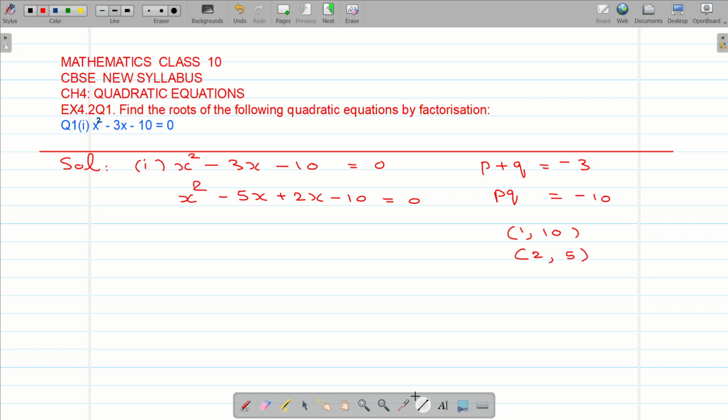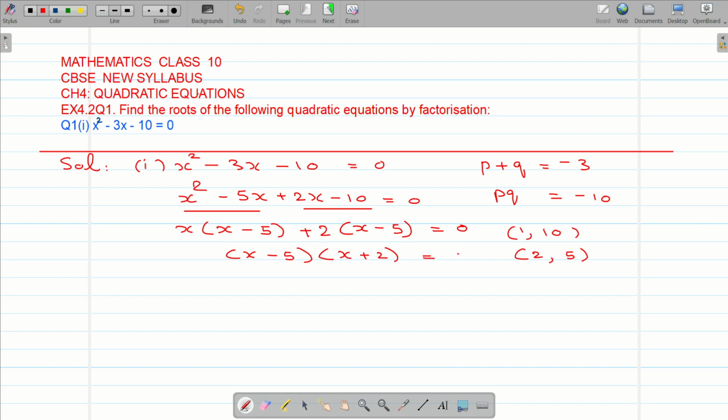Now from the first two we can take something common, and from the last two we have to take something common. From the first two, the common factor is x into x minus 5. Now the next bracket should be x minus 5. For that I have to take plus 2 outside as common. Now in these two expressions, x minus 5 is common. So x minus 5 into x plus 2 is equal to 0.